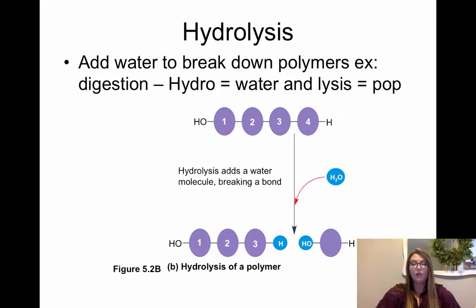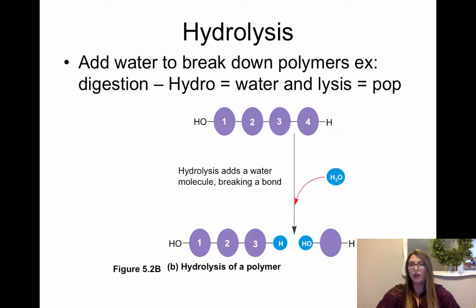So we break bonds through hydrolysis, and this is just adding water to break down the covalent bonds between these polymers. So we can break the word hydrolysis down, and we know that hydro means water, and lysis means to pop. So we are just using water to break this bond to get the release of energy.